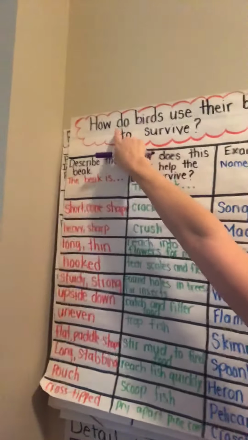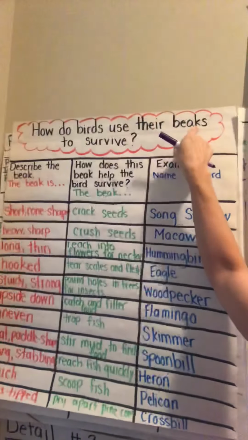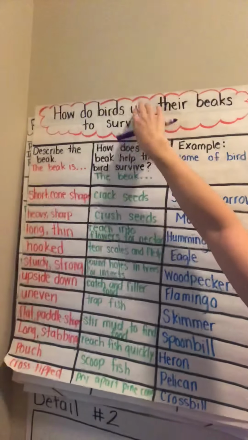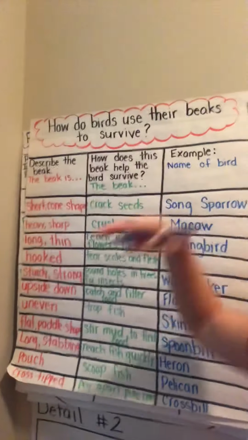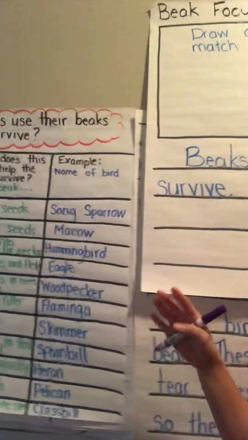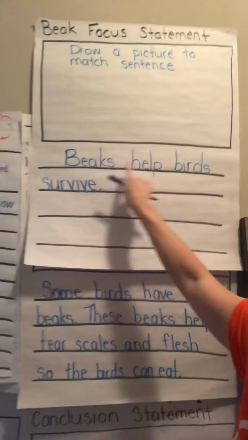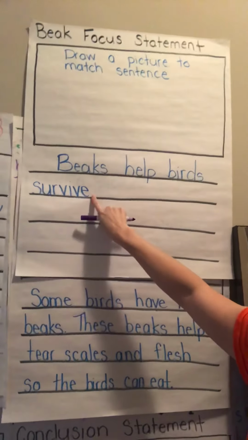So when we looked at our focus statement yesterday, you looked at the question, how do birds use their beaks to survive? So that is what our paragraph needs to be about. So you use this question to make a statement. And for my example, I said, beaks help birds survive. And again, your sentence is probably different than mine. This is just my example.